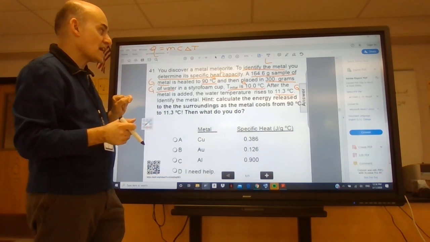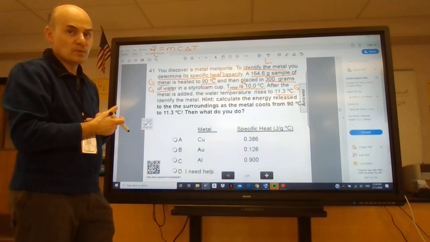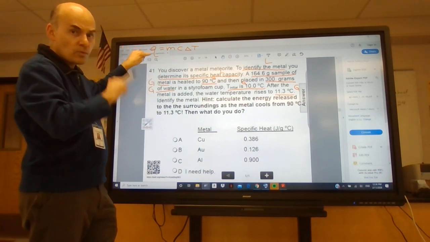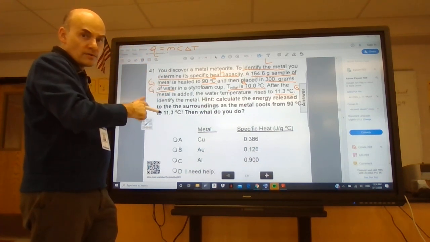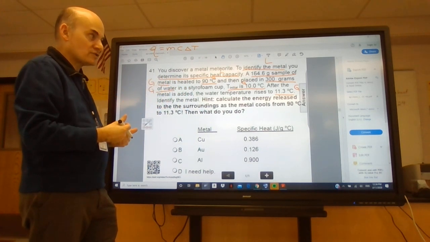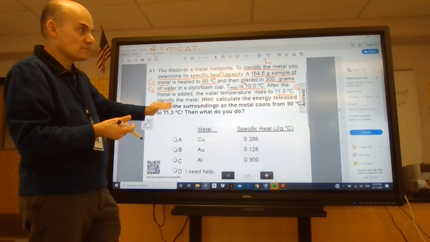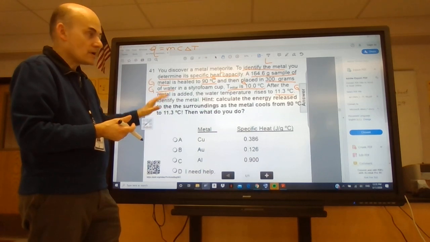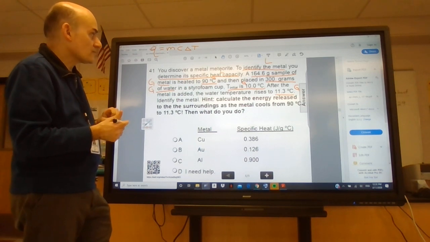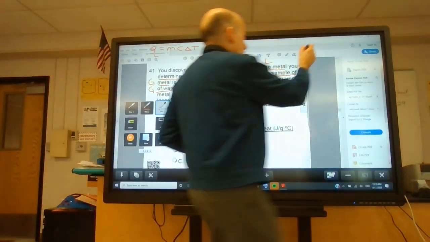Do we know the temperature change for the water? We do. Final temperature is 11.3, initial temperature is 10.0. So we know enough to get the Q, the heat energy for the water. The heat that's being released into the water will be the same amount of energy that is released from the metal as it cools. So if we do this problem in two steps, we can figure out the specific heat capacity of the metal. The first step is to find the Q for the water.